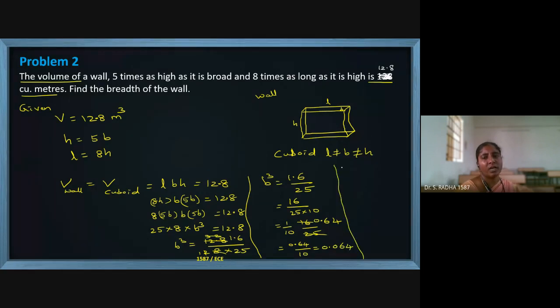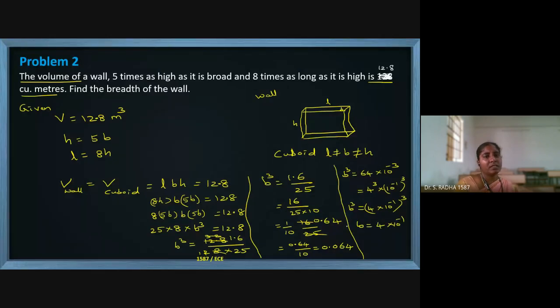0.064. Now B cube is 64 into 10 power minus 3. I will write this as 4 cube into 10 power minus 1 whole cube, combining them as 4 into 10 power minus 1 whole cube. Left side I am having B cube. A power m into A power n is A power m plus n. I have just put the bases together and taken the power as a single thing. Now B value equals 4 into 10 power minus 1.